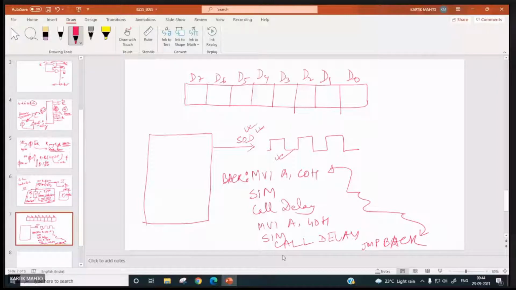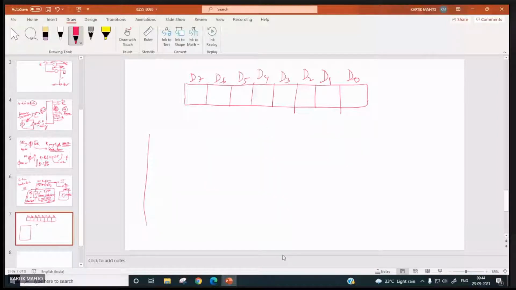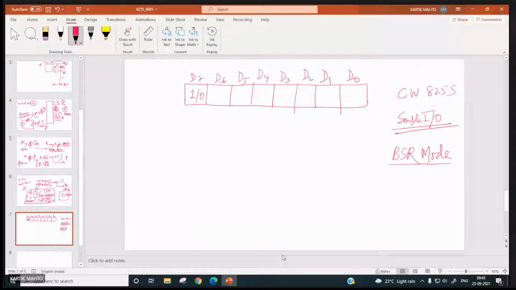So now we will go by this control word of 8255. Sir was discussing that D7 has to be 1 for simple IO. D7 has to be 1 for input output mode. And when D7 is 0, it is for BSR mode. Right? It is for BSR mode.